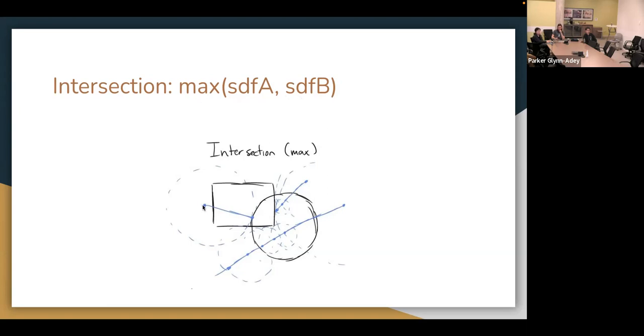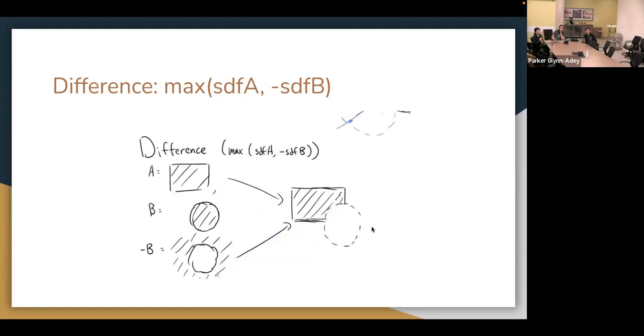From this diagram, we can see that for a point that's outside the rectangle, if we take the maximum, we march forward here. Then we stop, since this region would have a negative SDF. Same thing here, we march forward, pass through the circle and hit nothing. And right here, we march forward, pass through the circle and hit the intersection of these two SDFs.